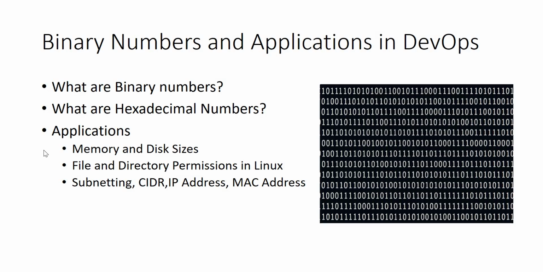As part of the applications, we are going to see how various memory and disk sizes are represented by combinations of zeros and ones. We are also going to see how to represent the permissions of files and directories in the Linux operating system. And we use binary numbers in various use cases in cloud, like subnetting, the representation of CIDR, the IP addresses and MAC addresses of network interfaces, and so on. So in this video, we are going to see how we achieve all these applications by using different combinations of binary numbers.